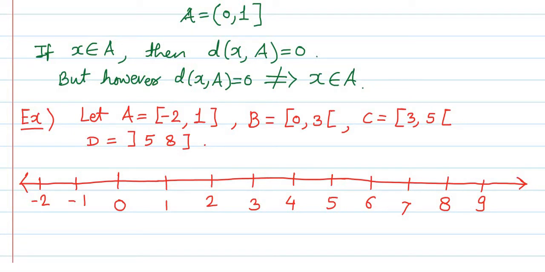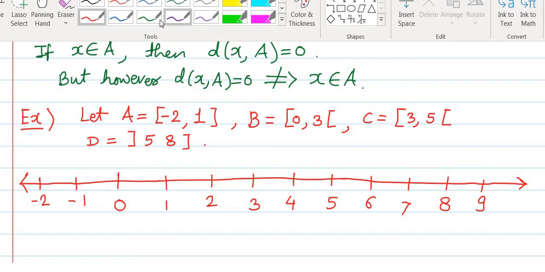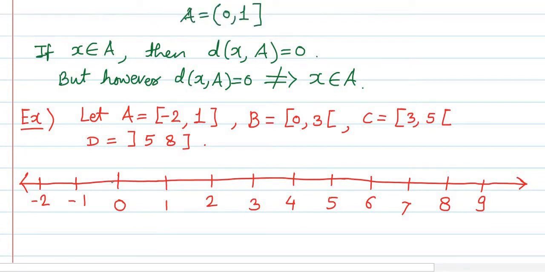Set A is the closed interval -2 to 1 that I am showing by the green colored line. Set A is the closed interval -2 to 1, which means that as it is a closed interval, it consists of all the points lying between -2 and 1, and it also includes both endpoints -2 as well as 1. So this is our set A.